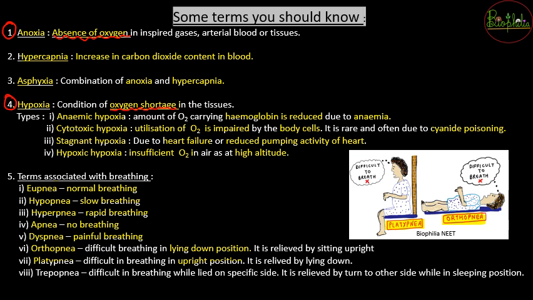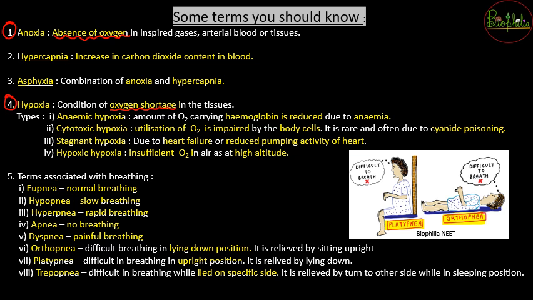So last over here is trepopnea. That means difficulty in breathing when the person is lying on a specific side. अगर right side पे difficulty है breathing में, if the person is changing his side to left, then what is going to happen, he can breathe efficiently, right?